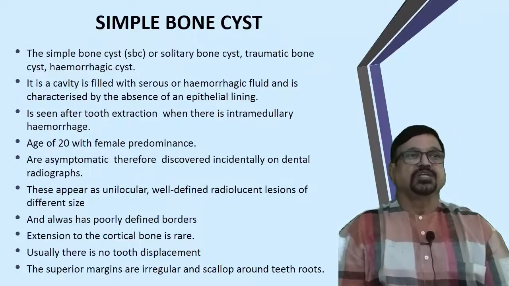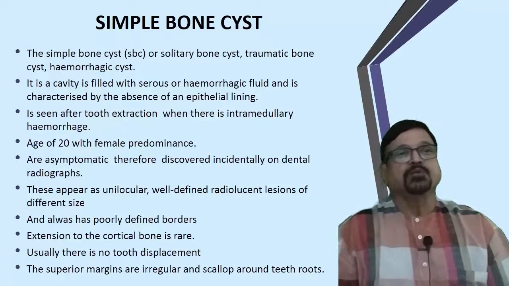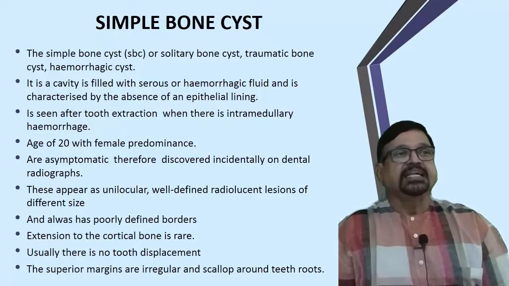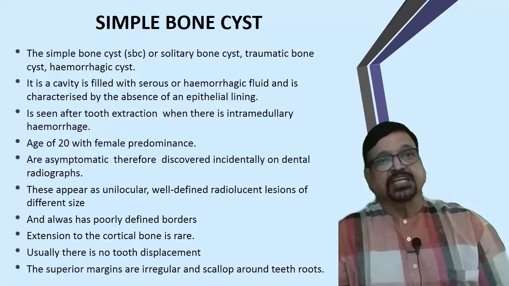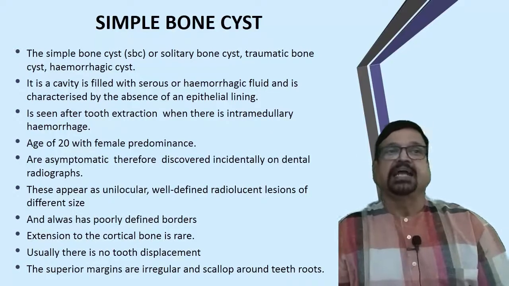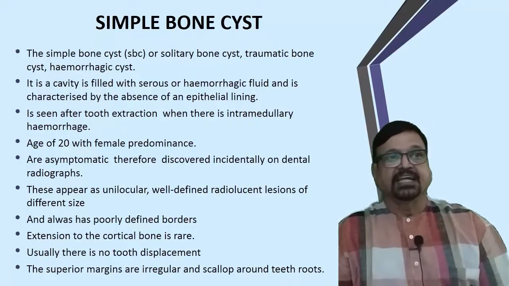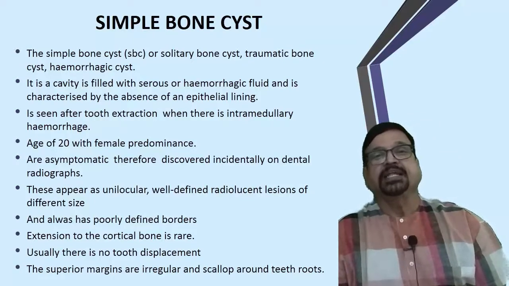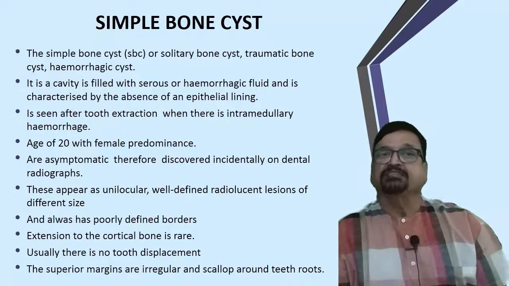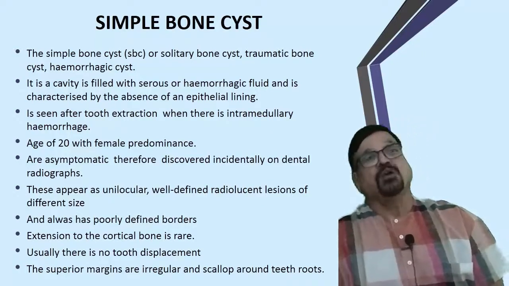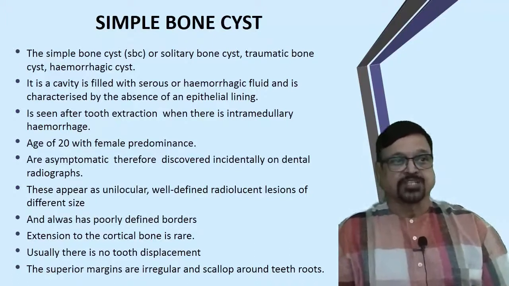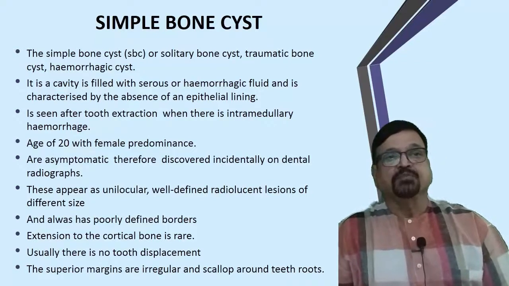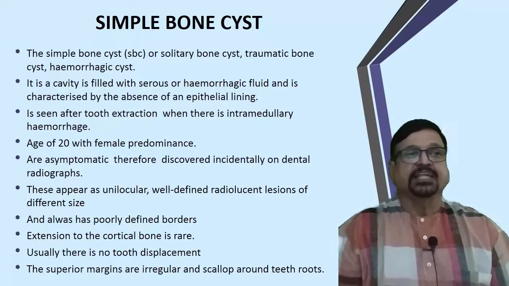Now, simple bone cyst. The simple bone cyst, or solitary bone cyst, traumatic bone cyst, hemorrhagic bone cyst, are synonymous. It is a cavity lined by sclerosis and hemorrhagic fluid, and is characterized by absence of epithelial lining. It is seen after tooth extraction when there is intramedullary hemorrhage. So there has to be intramedullary hemorrhage after the tooth extraction to get transformed into the simple bone cyst. Age around 20 with female predominance. They are asymptomatic and initially discovered on dental radiographs.